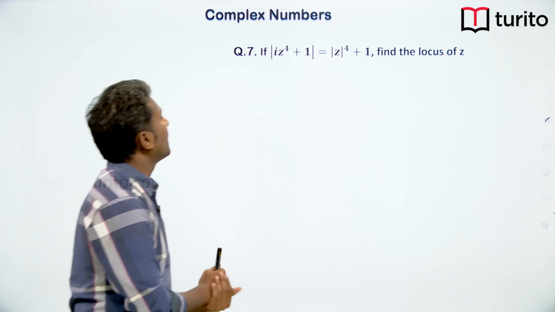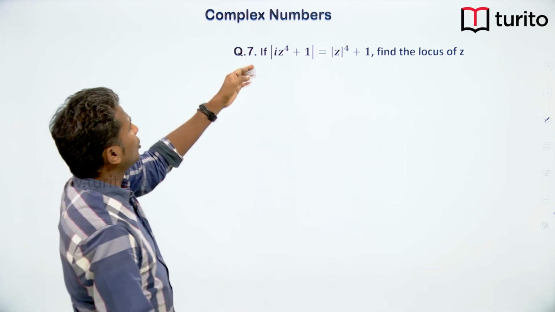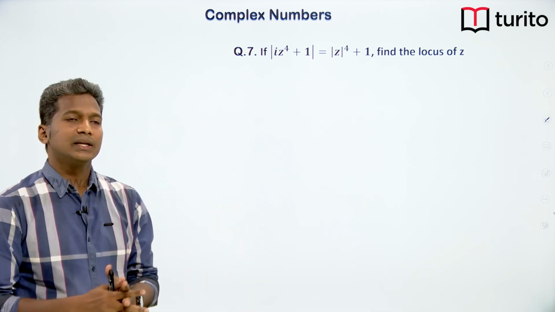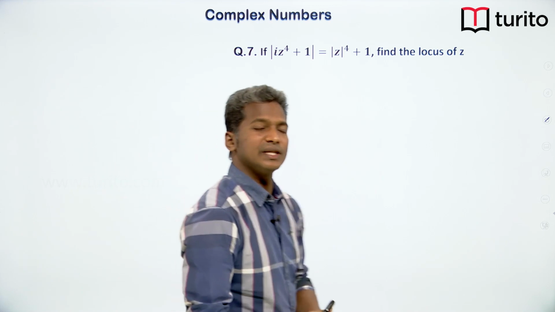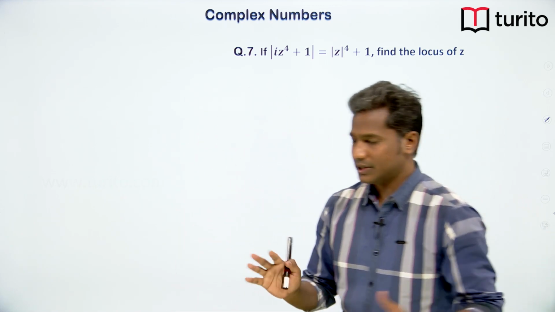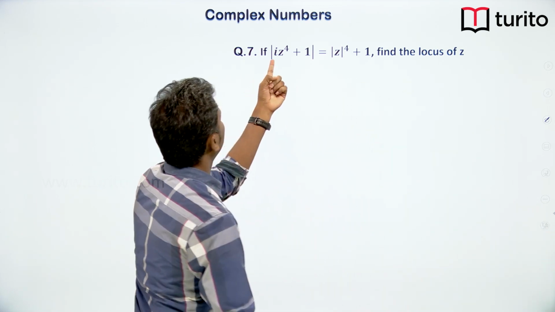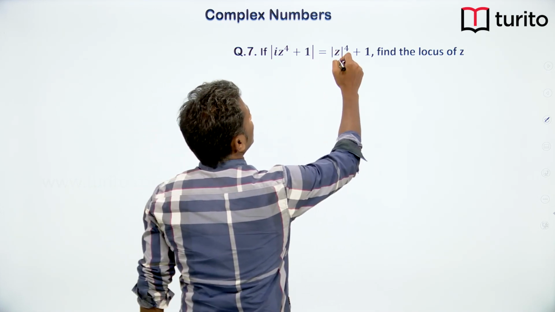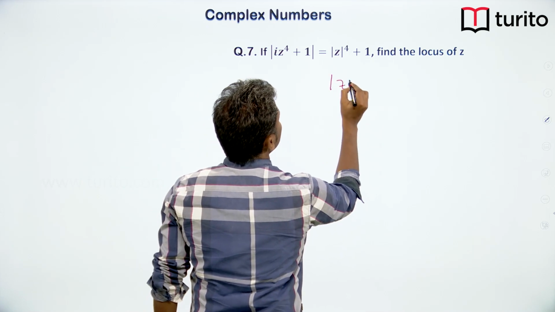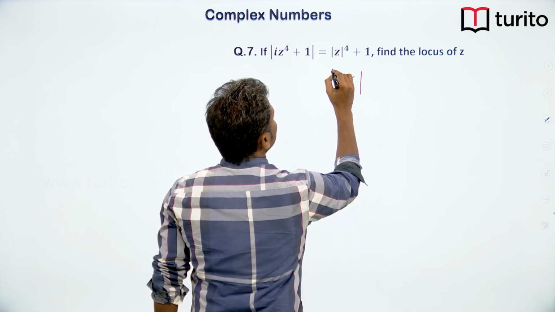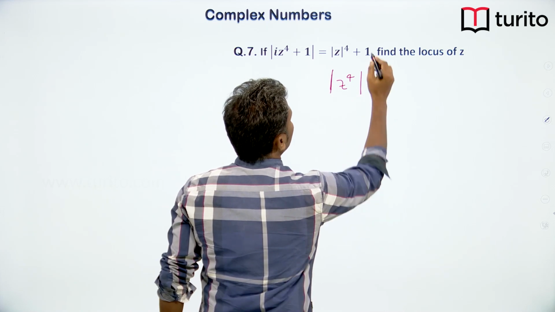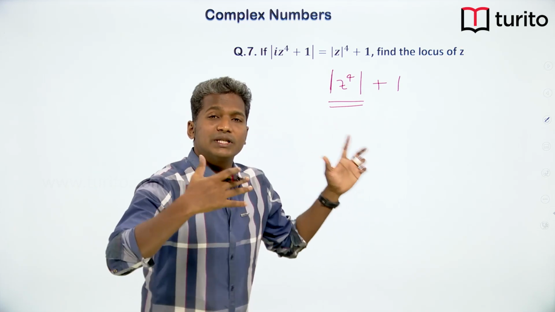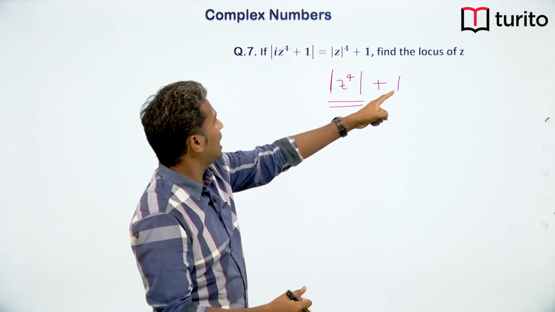Okay. So, here mod of (i z power 4 plus 1) equal to mod of (z power 4 plus 1), there is a condition given and we have to find the locus of z. So, how do we do this? Here if you notice, in the RHS there is z power 4 involved. Mod of z whole power 4 can also be written as mod of z power 4 whole mod, and there is 1 here. So, this term mod of z power 4 is here and 1 is here.